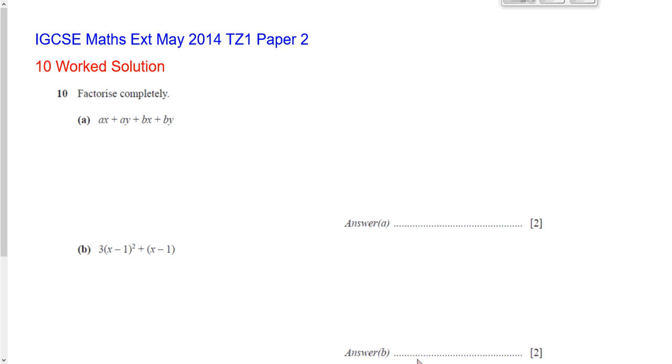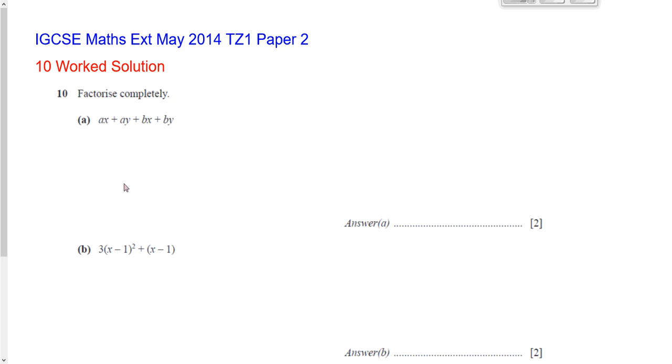This is question 10 from the IGCSE Maths Extended May 2014 Time Zone 1 Paper 2. We've been asked to factorise completely these two expressions here. Now we know that they're expressions because there are no equal signs, and if there were equal signs we'd be talking about equations. So let's factorise these expressions here.